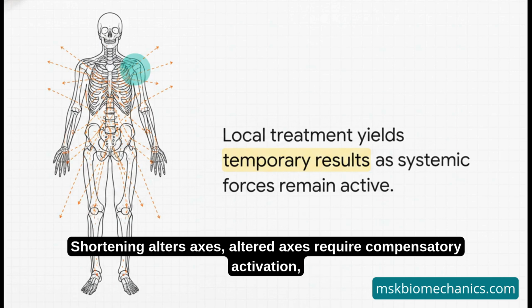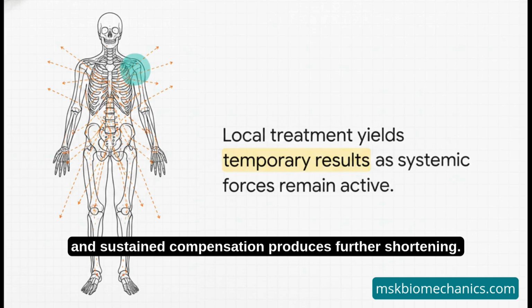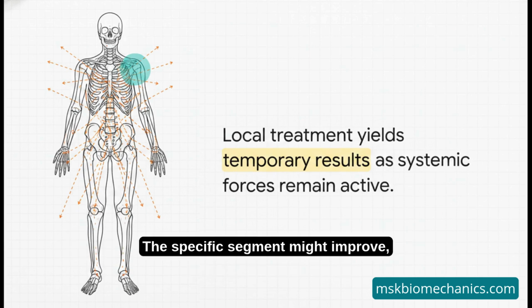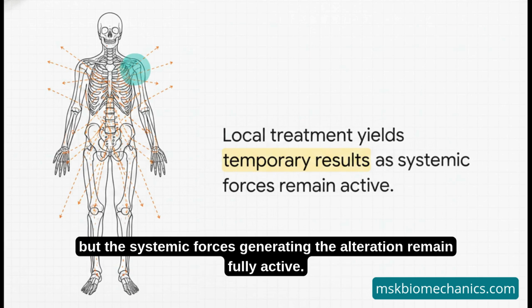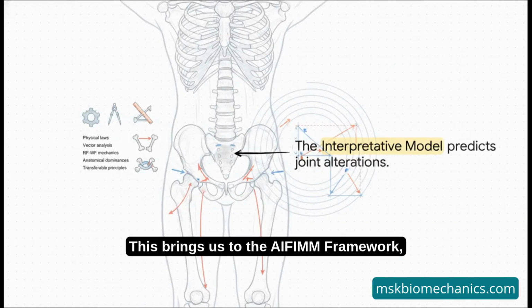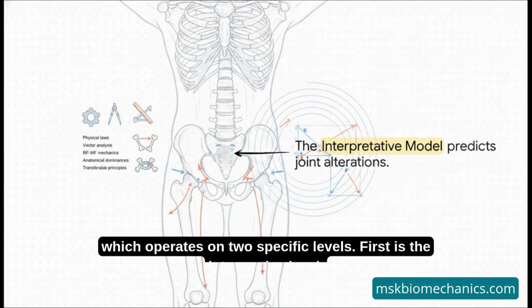Shortening alters axes, altered axes require compensatory activation, and sustained compensation produces further shortening. This is precisely why local treatment alone often produces only temporary results. The specific segment might improve, but the systemic forces generating the alteration remain fully active. This brings us to the AIFMM framework, which operates on two specific levels.